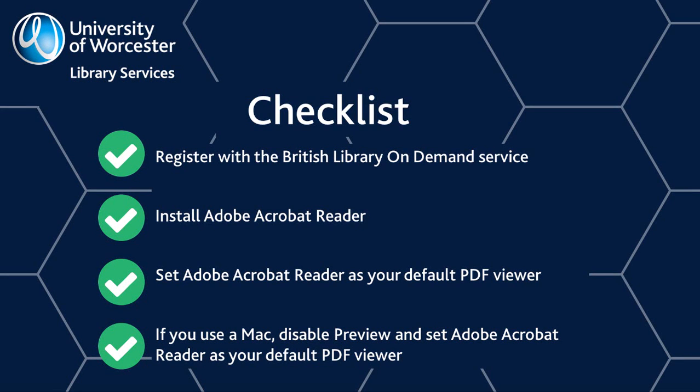Before you try to download your document, make sure you are registered with the British Library On Demand service, that you have Adobe Acrobat Reader installed on your device, and that you have set Adobe Acrobat Reader as your default PDF viewer. If you use a Mac, you will need to disable the inbuilt Preview viewer and set Adobe Acrobat Reader as your default PDF viewer.